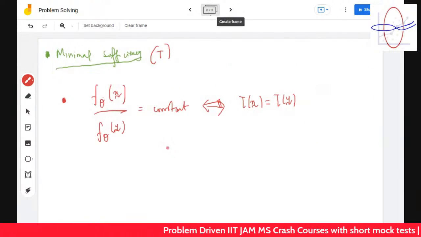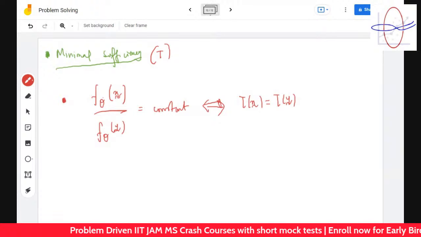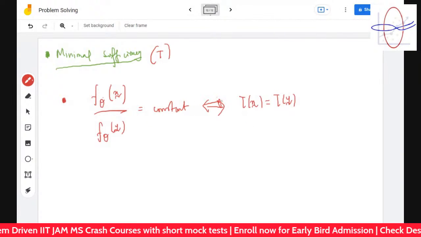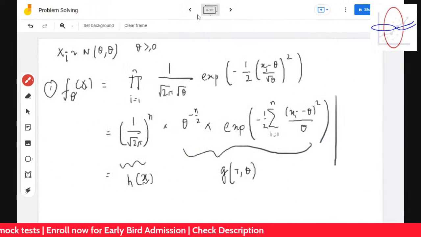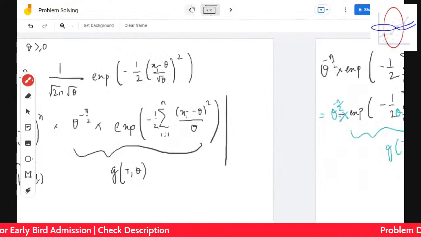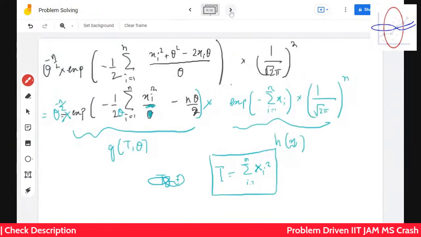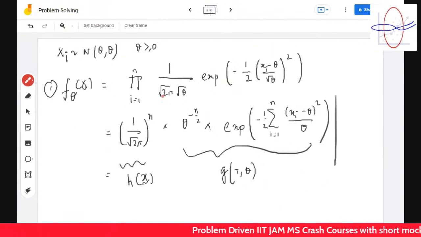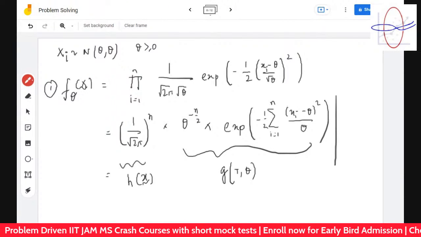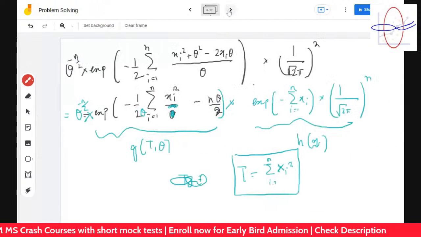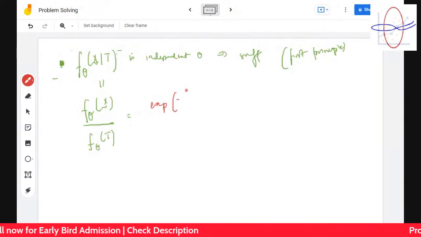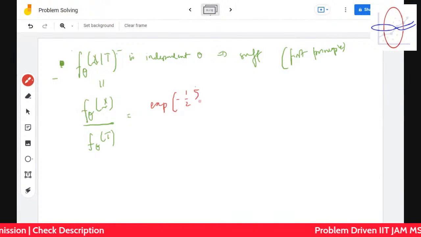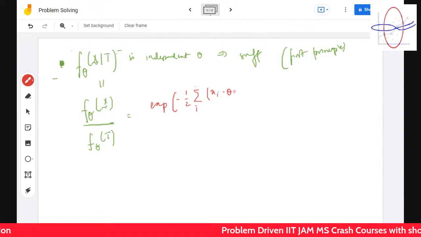Now to find that, if the ratio of f theta of x to f theta of y is constant in theta, then this is minimal sufficiency. So let's find the minimal sufficient statistic over here. We have found this expression. If we divide by the one for y, the 2 will get cancelled, the theta part will get cancelled, and this one will be there. So let's write it down: exponential minus half summation of xi minus theta whole square by theta.